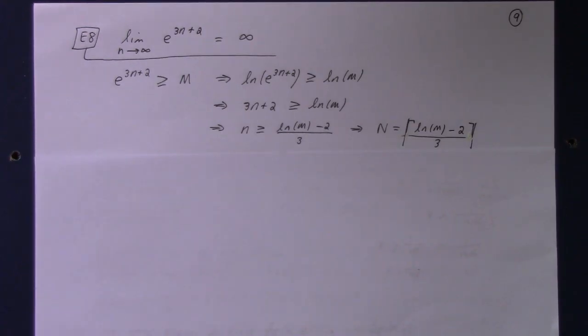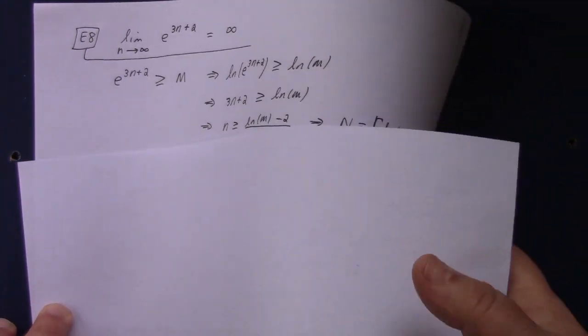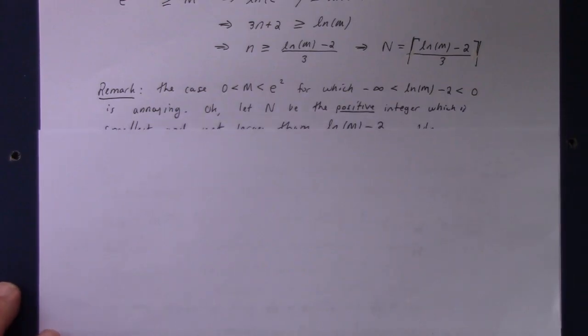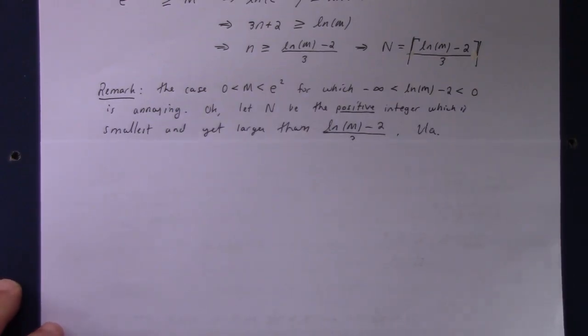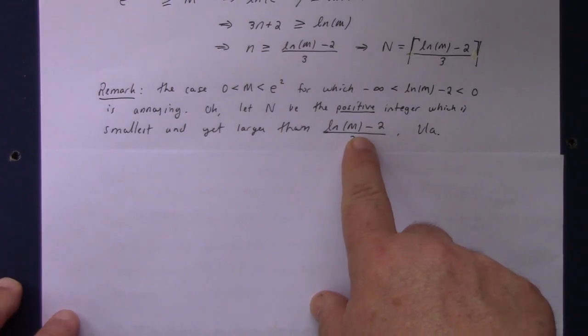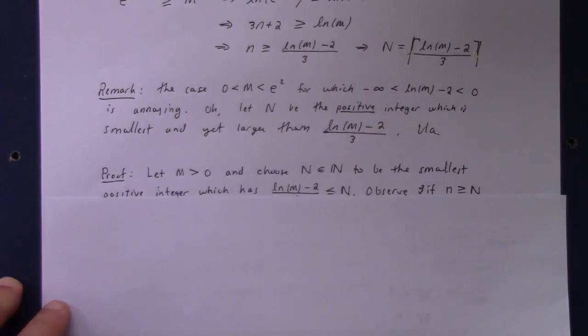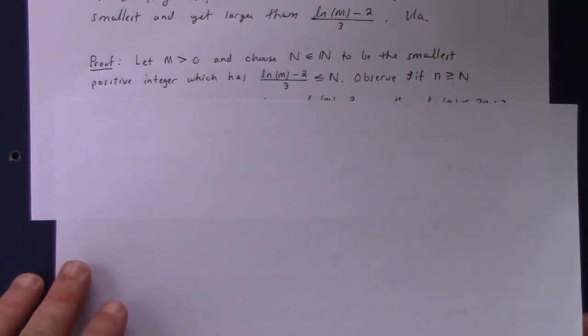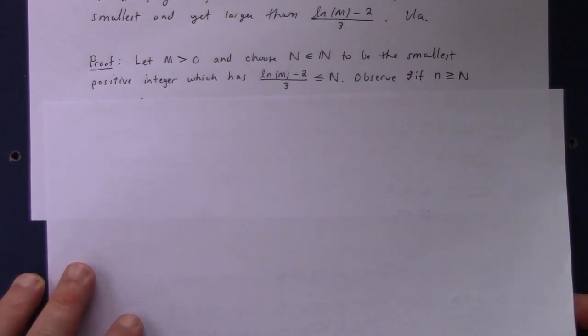But then I was like, oh man, the way I defined ceiling was for integers. And so if this thing was like minus 10, then the ceiling function would give me a negative n. And that's not quite kosher for what we're doing here. So what we'll do is just tweak it just a little bit. We'll let big N be the positive integer which is smallest and yet larger than the natural log of m minus 2. So if this is negative, that makes it 1. All right? So let n be greater than 0, and let big N be the smallest positive integer which has the natural log of m minus 2 less than or equal to it.